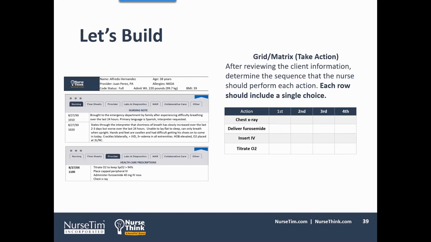And the question I'm going to ask my student using a grid matrix option, and this is going to be a single select or a multiple choice grid matrix. After reviewing the client information, determine the sequence that the nurse should perform each action. And for this one, each row should only get a single choice because this is a multiple choice grid matrix. It's not a multiple response grid matrix. So they can only select first, second, third, fourth for the 4 actions that they have available to them. And they have to put those in the correct sequential order. So not only is my student taking action, but they're also prioritizing the actions that they're taking.